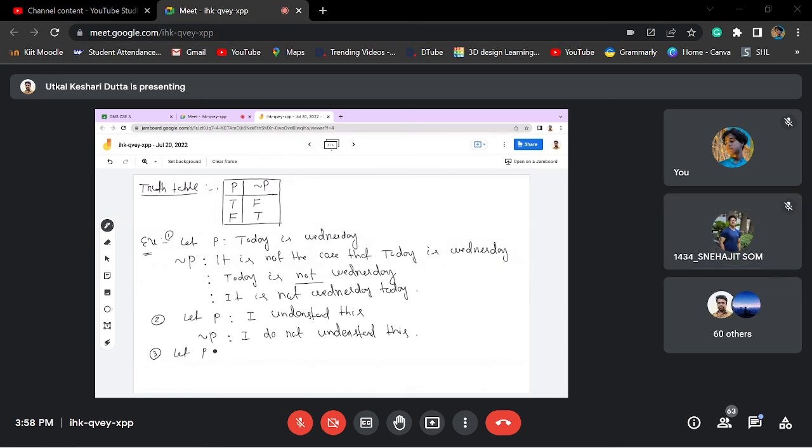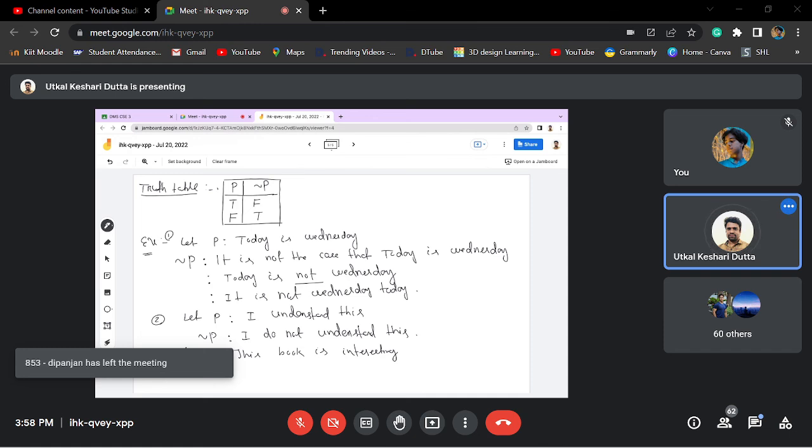Let proposition P be: this book is interesting. What will be negation of P? This book is not interesting. Yeah, you can directly write it is not the case that this book is interesting. I am not writing that case here.